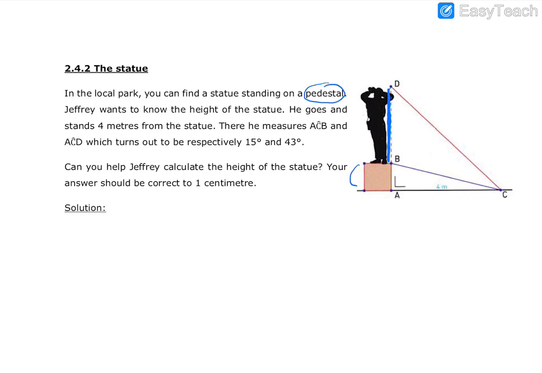How are you going to do that? You're first going to calculate the height of everything. Then you're going to calculate only the height of the pedestal. And if you subtract these two, then you'll get the correct solution.